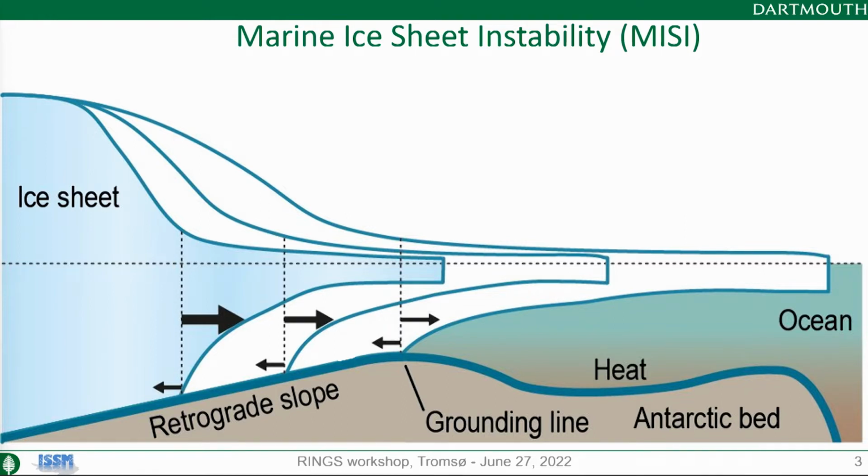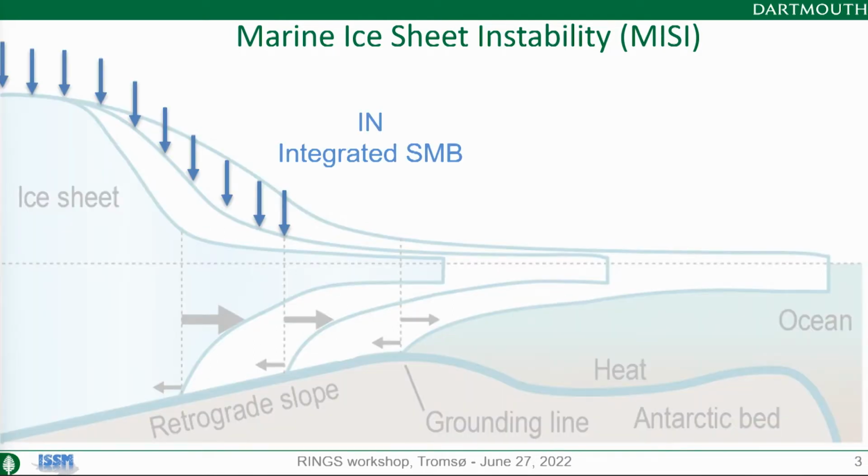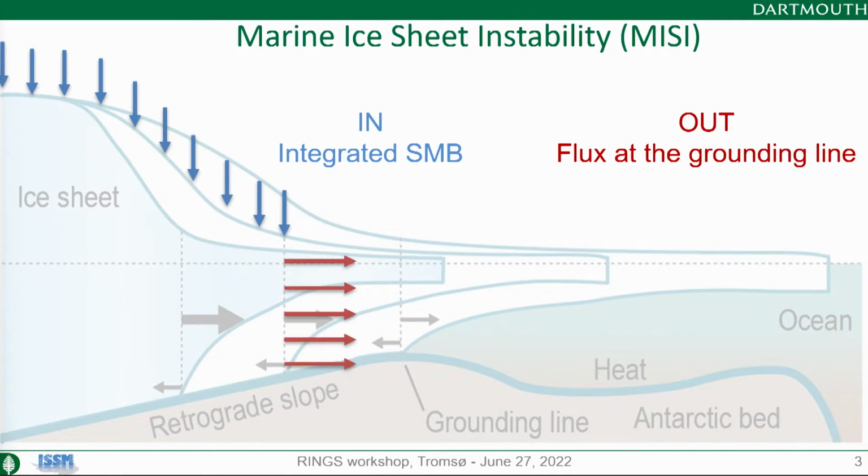And so what's happening is, when we get an ice sheet in this configuration where the bed is retrograde, which means that it gets deeper and deeper as we move inland, we start to get an imbalance between the mass that comes in and the mass that comes out. The mass that comes in is the integrated surface mass balance over the entire area of the basin. That's the amount of ice that's added every year or every 10 years, whatever you're considering. And then the mass out is the flux at the grounding line.